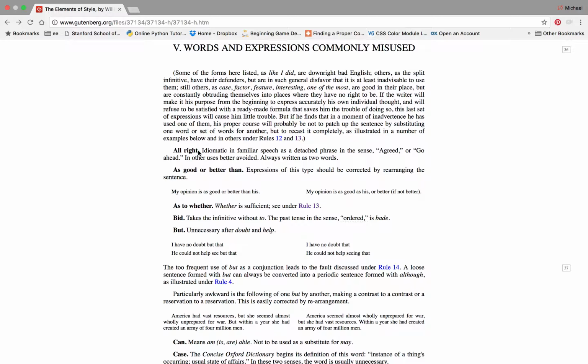All right. Idiomatic and familiar speech is "all right" in the sense of agreed or go ahead. Another use is better avoided. Always written as two words. This is news to me. Always written as two words. A lot of times I wrote it A-L-R-I-G-H-T, period, or exclamation point, especially in dialogue. He's saying it's always written as two words.